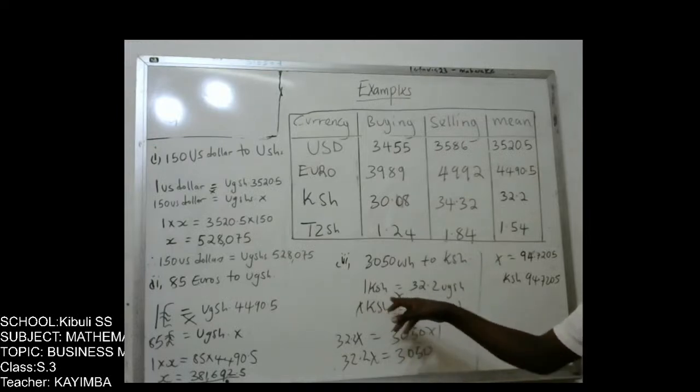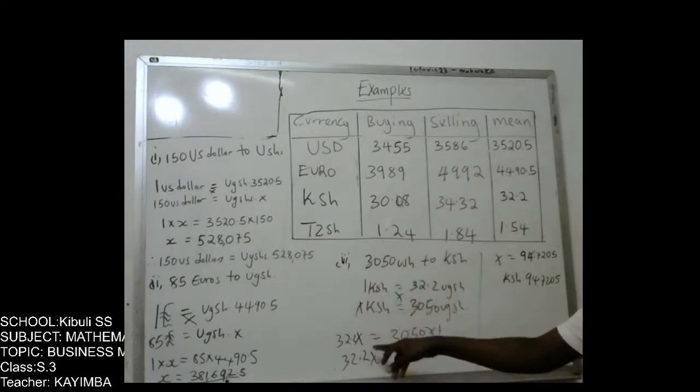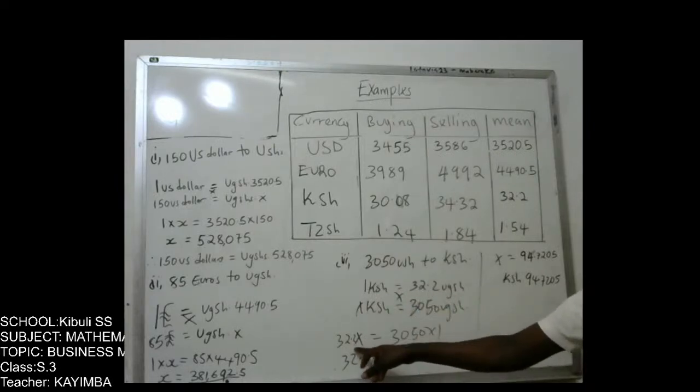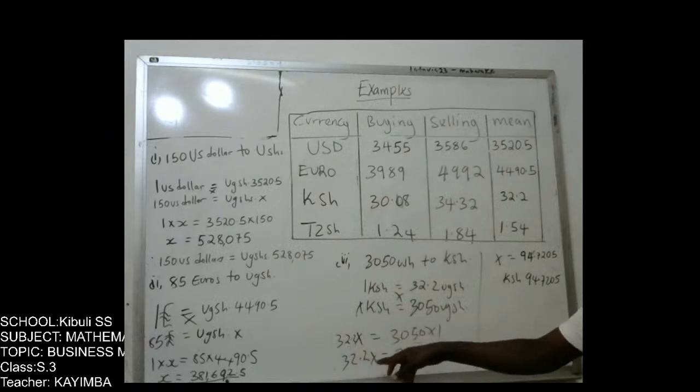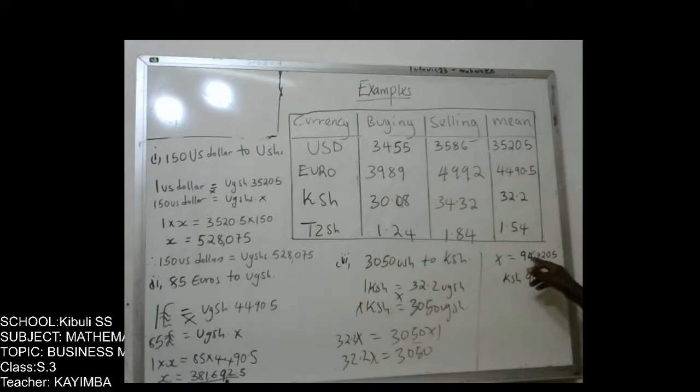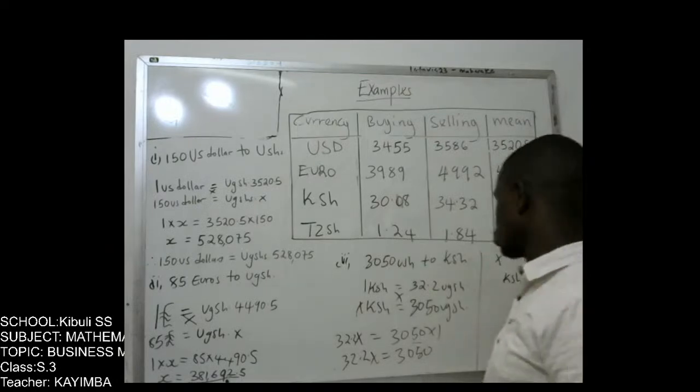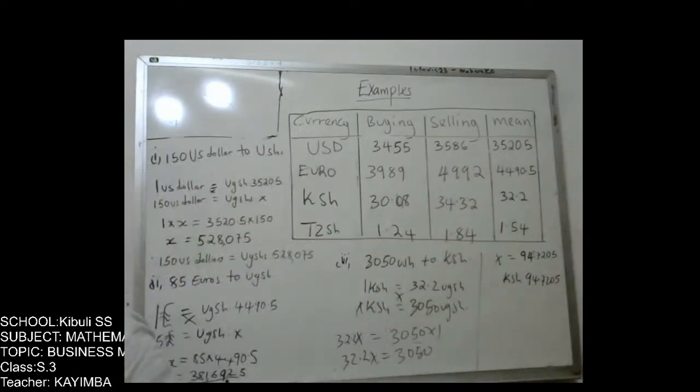This 3050 will go to this one, and this 32.2 will multiply with x, and you get 32.2x. Then if you divide by 32.2, the answer will be 94.7204. This has 93.85. The answer is nearly coming to this, but that is not this.